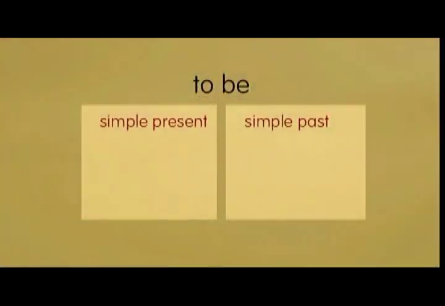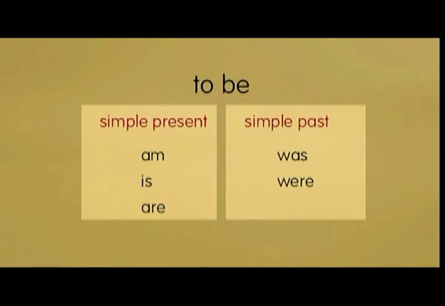From the infinitive form of the verb to be, we can form the simple present forms am, is, and are. And we can also make the simple past forms was or were. Notice that the verb to be is the only verb in English that has two past tense forms. All others just have one.